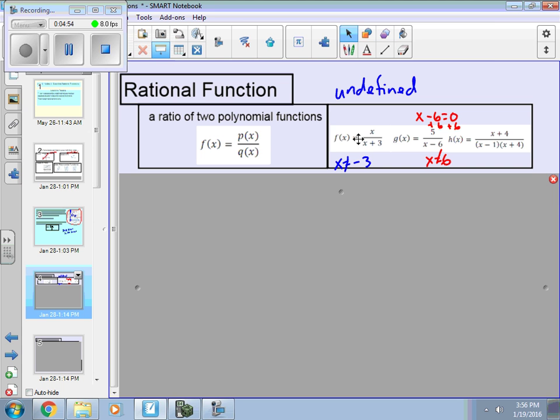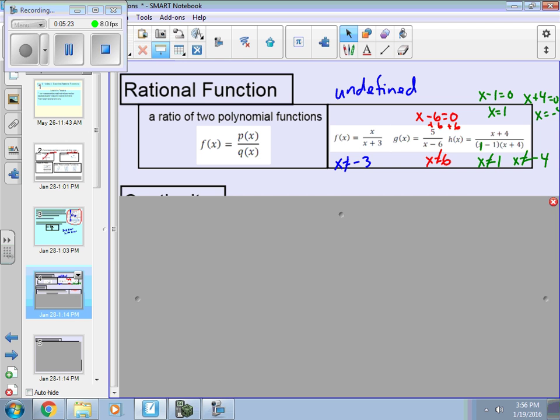So for function h here, this one looks like it's going to have 2 of them. If we put x minus 1 equal to 0, that means we get x equals 1. X cannot equal 1 here, because if we put 1 in for that x, that's 0, and you get division by 0. The other value would be -4. X can't equal -4 because you'd also get division by 0. So domain restrictions, or where it's undefined, is anything where you get division by 0.